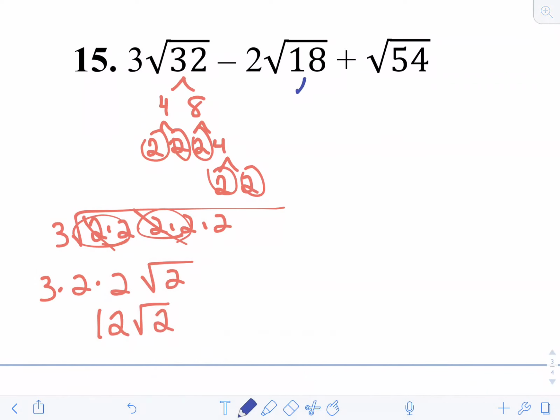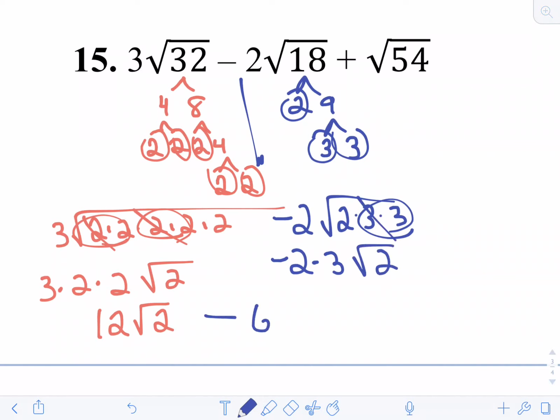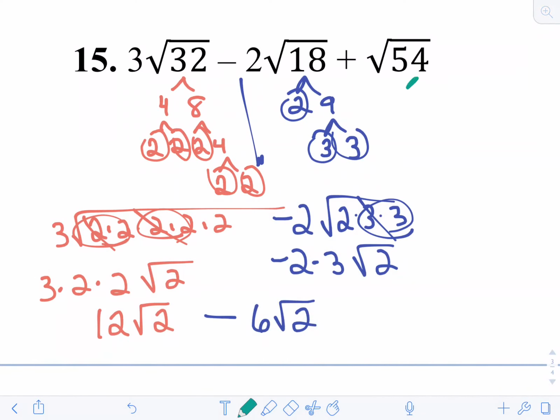Okay, middle one I can do 2 times 9. That's 3 times 3. So I still have this minus 2 I'm going to break down. 2 times 3 times 3. A pair of 3's I can pull out. Square root of 2 is left over. Negative 2 times 3 is a negative 6 square root of 2.